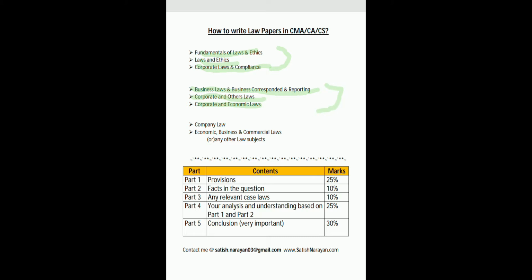Likewise, we also have multiple subjects in CS. I just listed company law and economic, business and commercial laws. So this technique or strategy can also be followed for the other law papers in your CS, and it doesn't matter if it is CA or CMA also. We'll see what are the important contents which you need to follow in your examination.